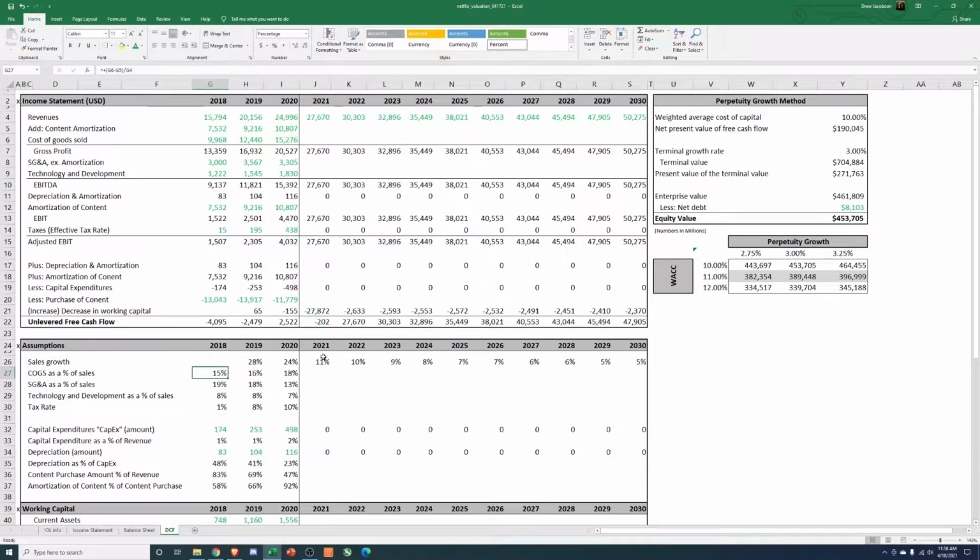But anyways, actually, now that I'm thinking through it, let's remove that, because the way we have the content amortization, we'll change that in a second. My base case is I usually just hold this constant. I think it's hard to make assumptions around cost of goods sold unless you know something specific to the company.